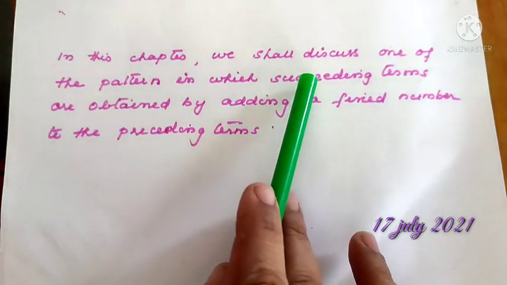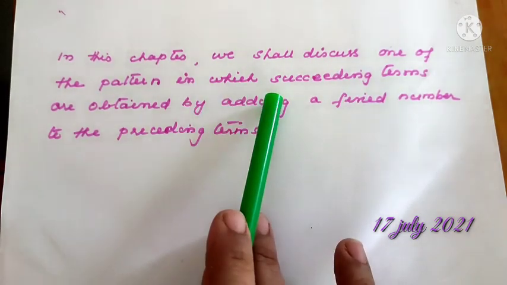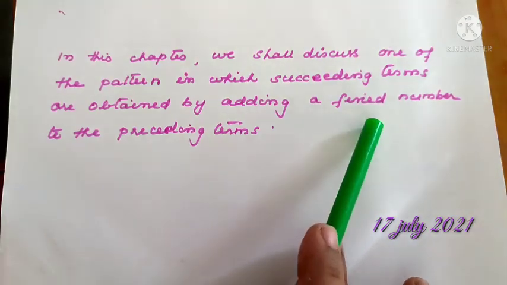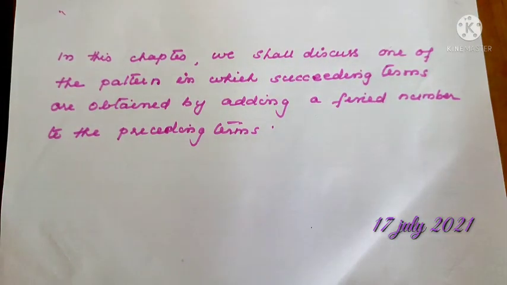In this chapter we shall discuss one of the patterns in which succeeding terms are obtained by adding a fixed number to the preceding terms. We will come to it in detail. So addition only we are doing, adding a fixed number to get the next number. That pattern only we are going to learn.